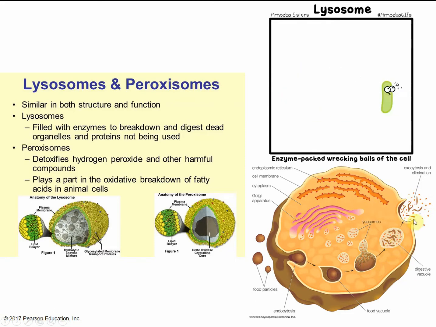So exocytosis and elimination of those waste products is essentially, you could think of it as, the cell pooping after it eats. Peroxisomes are similar, but they're going to focus more on detoxifying things like hydrogen peroxide or other harmful waste products and free radicals that are produced just during normal cell metabolism.